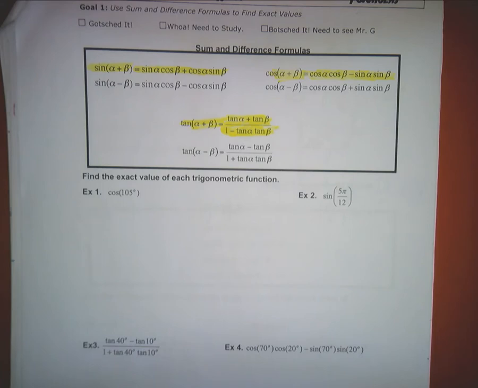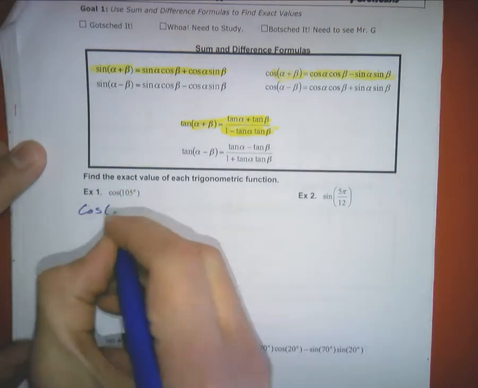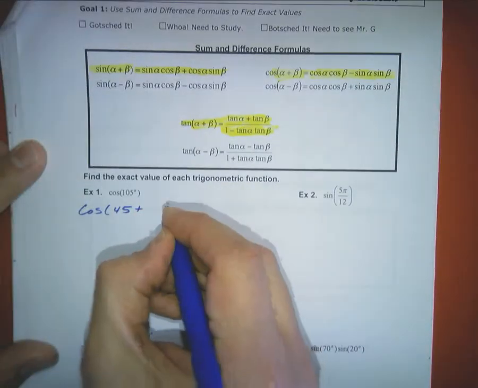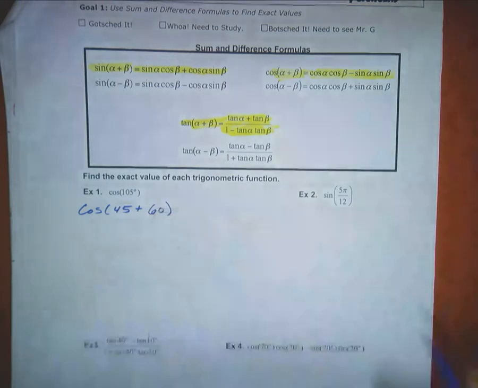All right, so let me grab my little pretty markers here. All right, so first thing I notice is the last digit is a 5. So anytime it ends with a 5, then I know I can break this thing down as the cosine of 45 plus another angle. Okay, so what other angle plus 45 gives me 105? 60, right? 60 plus 45 is 105, and now I know how to come up with sines and cosines of 45-degree angles and 60-degree angles, right? I know those.